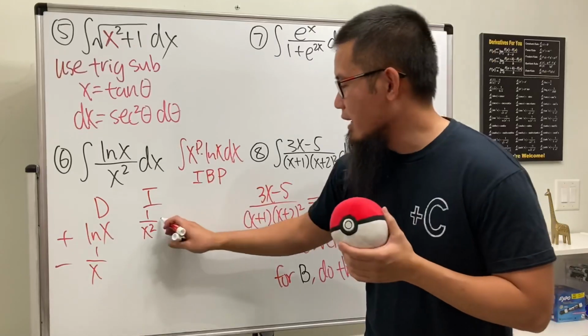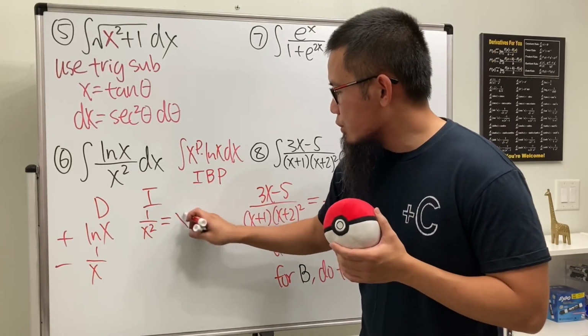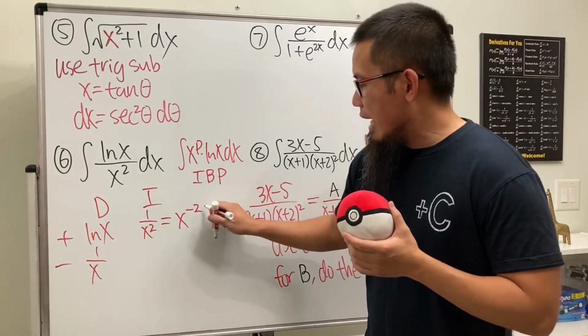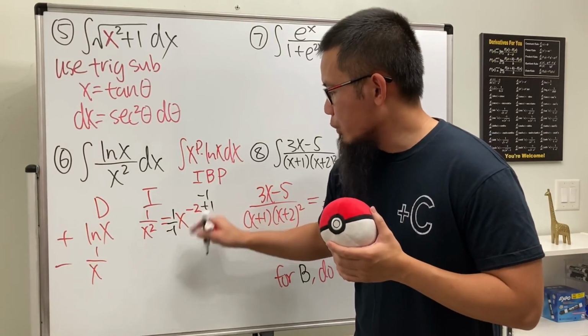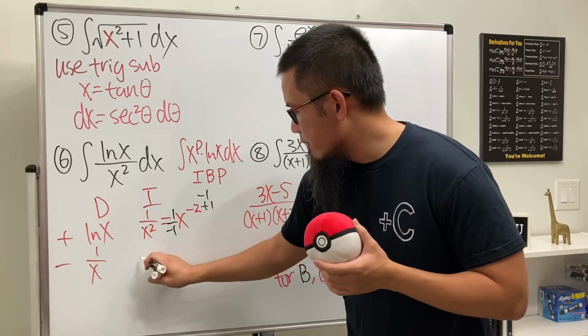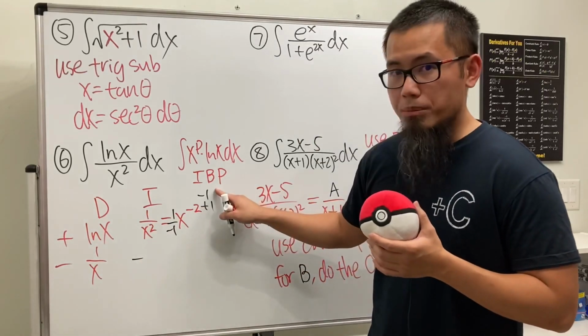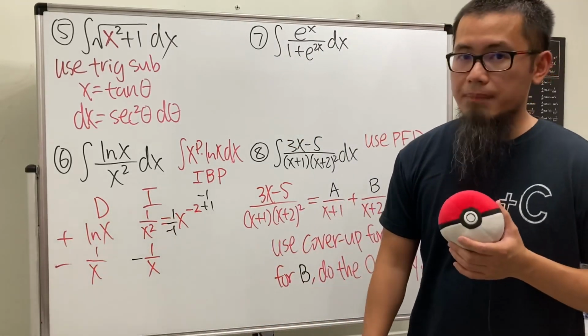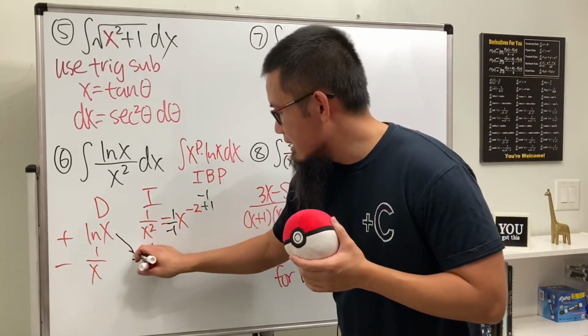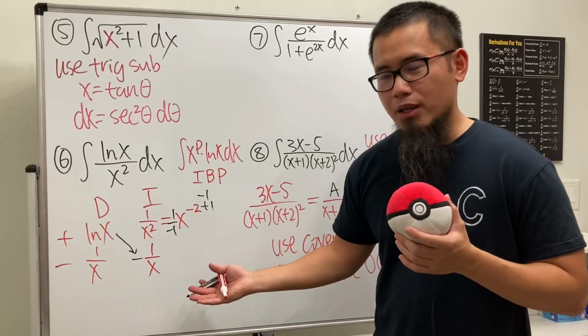Well, I'll do it for you guys. This right here is the same as x to the negative 2 power. Add 1 to the power, which is negative 1, and divide it by the new power. So we get negative, all right? And then x to the negative 1 power, which is just 1 over x. This times this, congratulations, that's the first part of the answer.